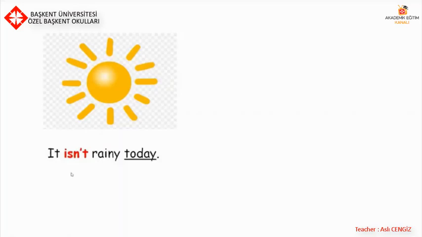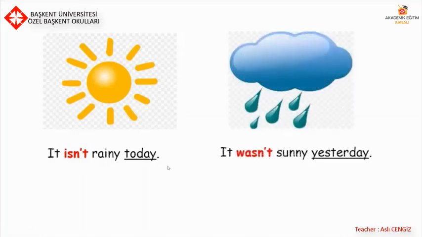Let's see this example. It isn't rainy today. This is about the present time, so we used isn't to talk about it. But now look at this one. It wasn't sunny yesterday. It is about the past, so we used wasn't here.